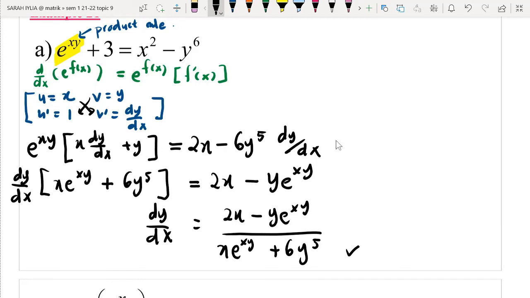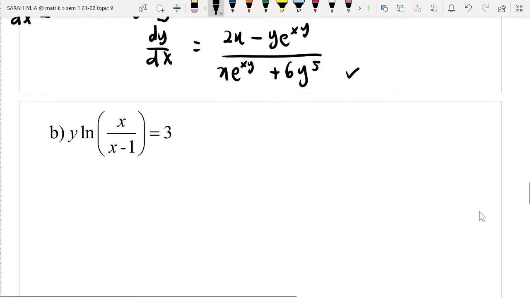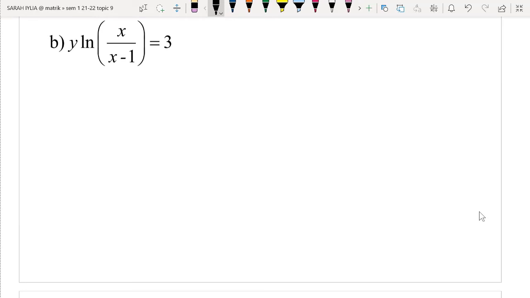Mencabar tiba-tiba kan, sebab tiba-tiba ada exponent kat situ. Okay, but then if you understand the step before, should be no problem lah kat sini. Kita ada extra dy dx je. Kita cuba lagi. Okay, now we have y ln of x over x minus 1 equal to 3. Ingat, kalau ada ln, saya pesan kita simplify dulu. Since it's division, kita tukar jadi tolak lah. So, now it would be y ln x minus y ln of x minus 1 equal to 3.